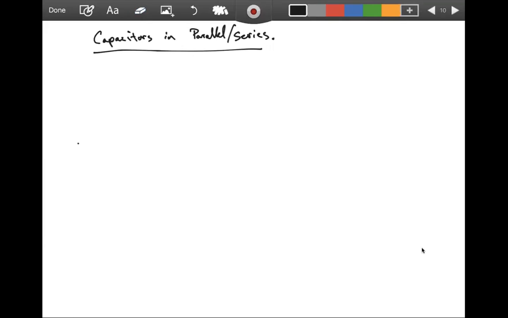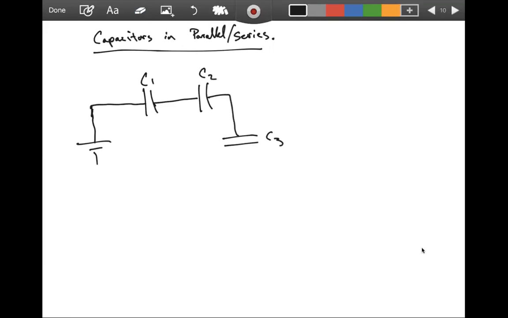So first of all, let's talk about what's called series. Series is when I have a battery connected to a capacitor. Let's call that capacitance C1. Another capacitor, we'll call that C2, and then another one which has its own capacitance called C3, and I'm going to connect that then to the battery. So this is what we call series.